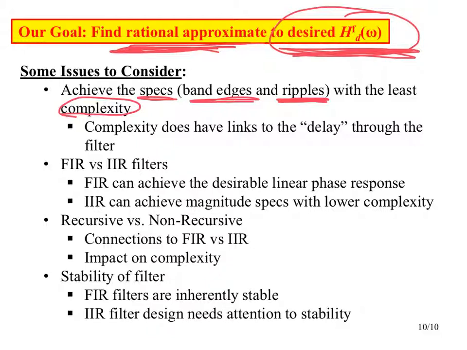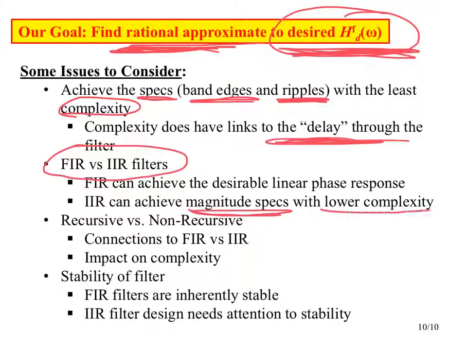And to some degree, this complexity, through its link to the length and the order of the filters, does get linked to the amount of delay through the filter. So we'll keep that in mind. And we'll have two options, FIR filters and IIR filters. And what we'll see is that there's some fundamental trade-offs. The IIR filters are nice because we'll be able to achieve some really nice magnitude responses with some really low complexity implementation, but they will not be able to provide us with a nice linear phase response.